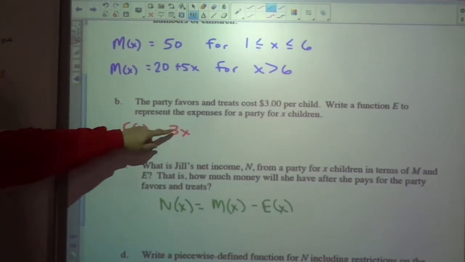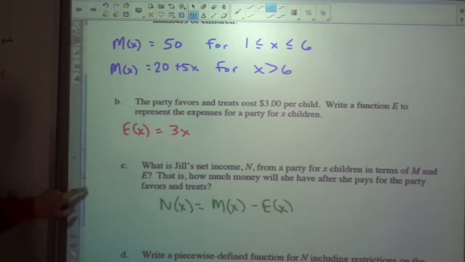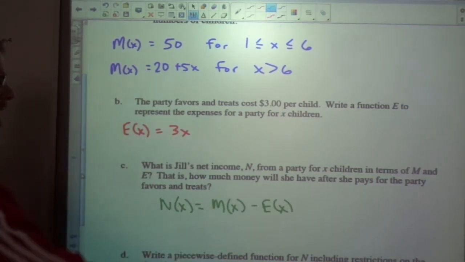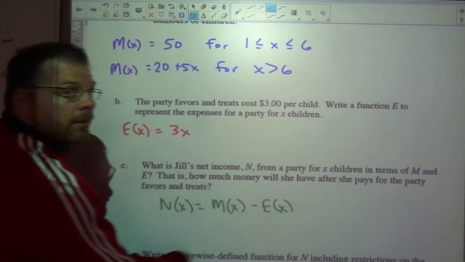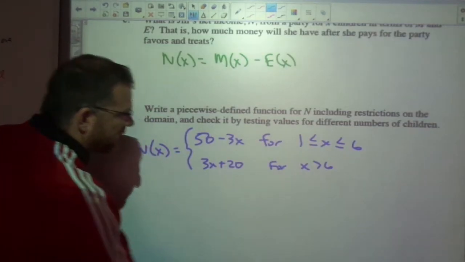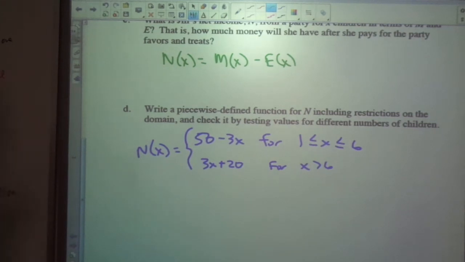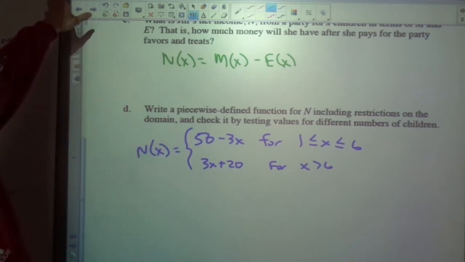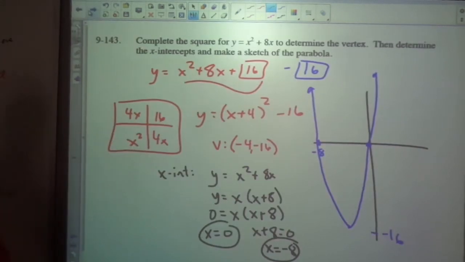The expenses are $3 per kid. You can find the net profit with the money you bring in minus your expenses. On the test, I won't ask you something like this, but this is how we could take those two things and combine them to get net profit. But if you got that wrong, don't worry about part D for right now.